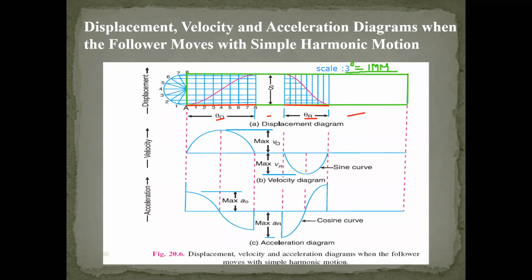Why? Because this length is 60 degrees. 60 degrees means how many mm is there? 60 by 3, that means 20 mm. It is having the 20 mm length. So that 20 mm length is divided into an even number of equal parts.